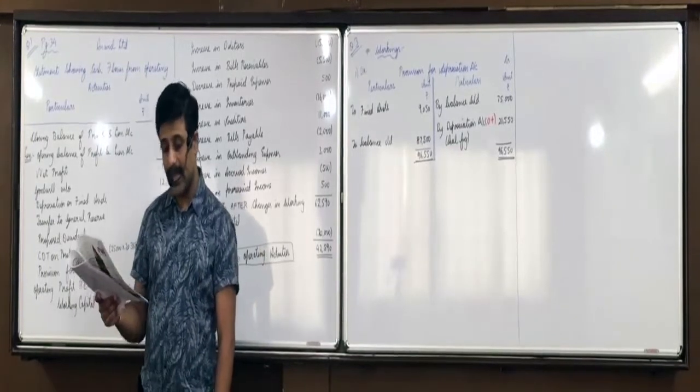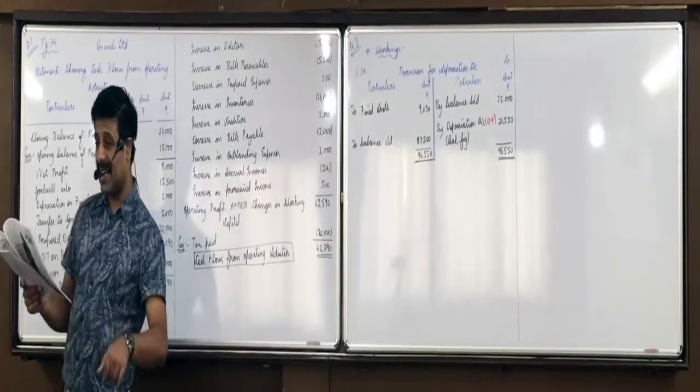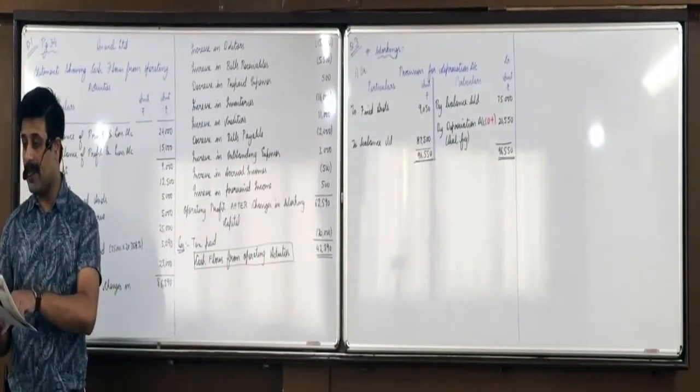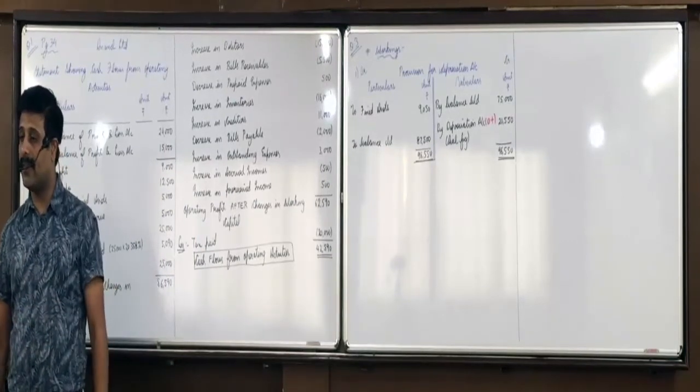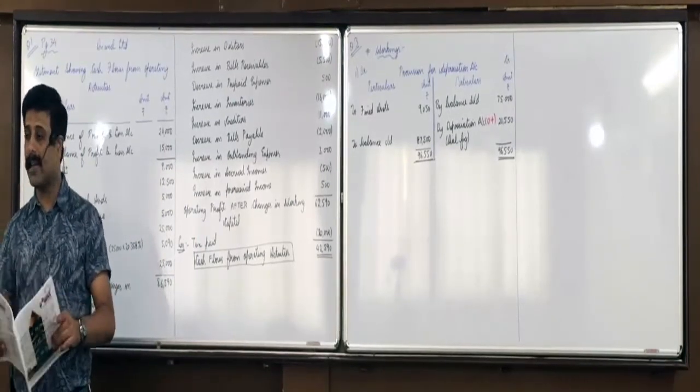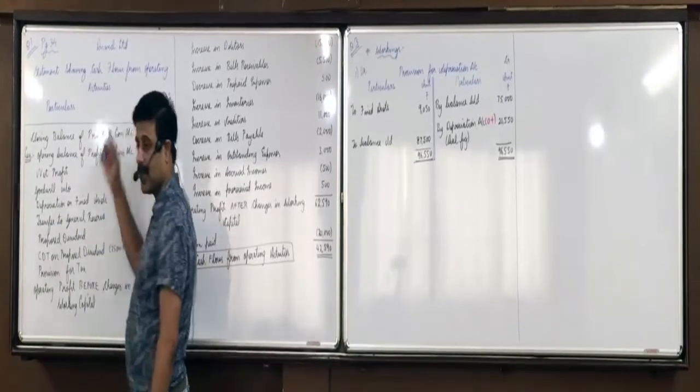Then Nabrata, sundry debtors. First of all, mark as CA. Now it's decreasing, inverse relation, so O plus. Did everyone understand this? Start solving it on your own. This portion. Okay.